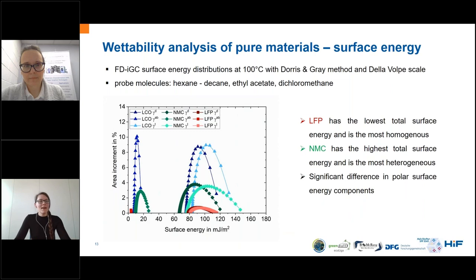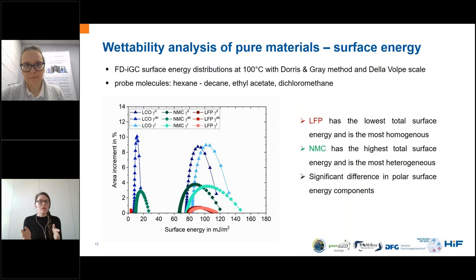Okay, so first I want to start with the surface energy results for the cathode materials. Here on the top, you see again some information on the measurement. We used the finite dilution condition, so we changed the quantity of the probe molecules in order to get the distributions. We measured this at 100 degrees, and the calculations were done with the Dorris and Gray method and the Della Volpe scale. The probe molecules I already introduced to you. And here you can see in the graph the results.